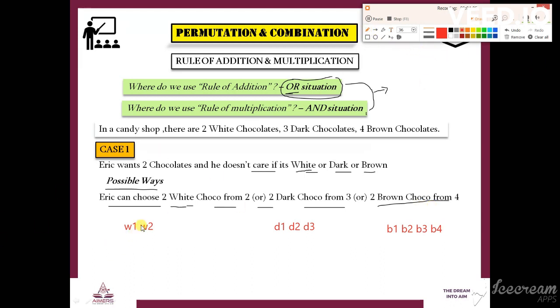So out of these 2 chocolates, if you want to find how many possible ways there are, you have only one possible way, right? Either you can take W1, W2 or W2, W1. So both are the same thing, right?